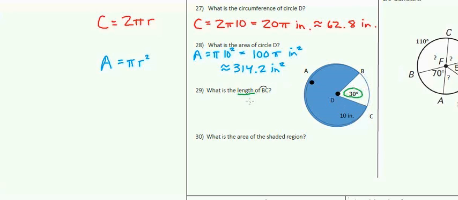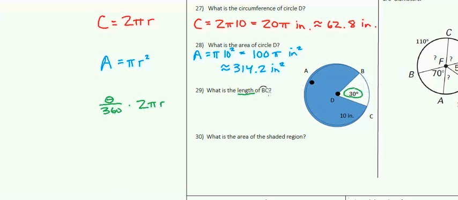Now on page 1 of your review pages, you will see that the formula to find the length of an arc is theta over 360 times the circumference of the circle, which is 2 pi r. And all this is telling us is how much of the circumference is represented by the length of this arc. Theta in this case is the central angle measure, which is 30 degrees.